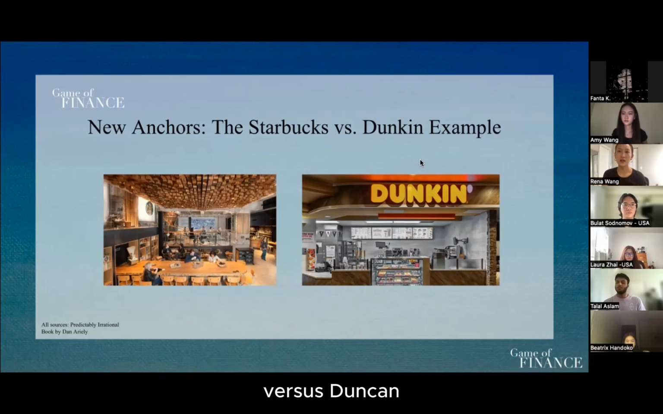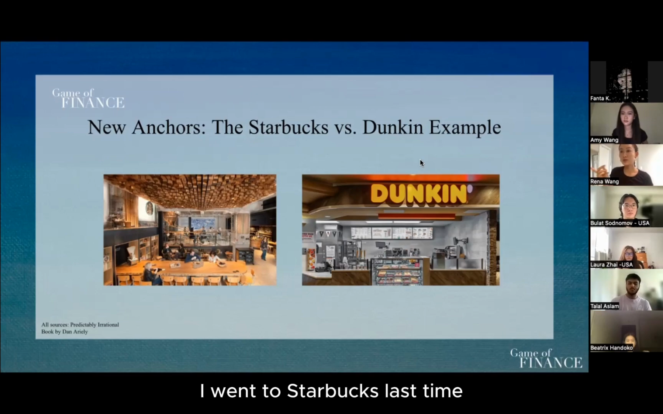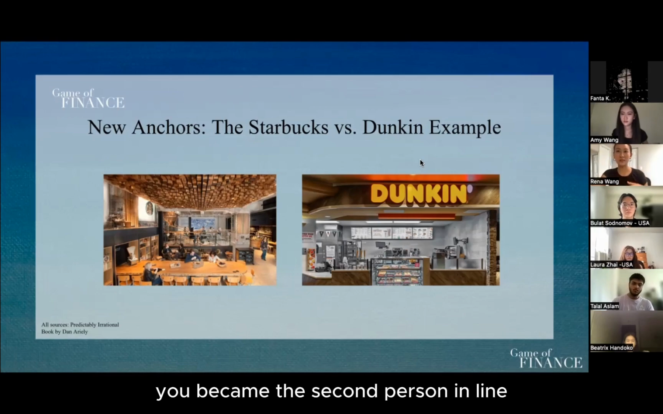Starbucks versus Dunkin'. The prices are two different places. And of course, there's the cost of walking a few more blocks for a Dunkin'. So this is a very complex way of thinking. Instead, you just think, okay, I went to Starbucks last time and I enjoyed the coffee, so it must be a good decision for me. So you walk in again to get a coffee. In doing so, you became the second person in line standing behind yourself.